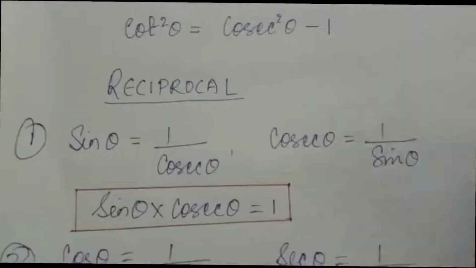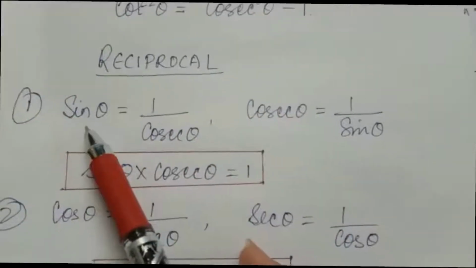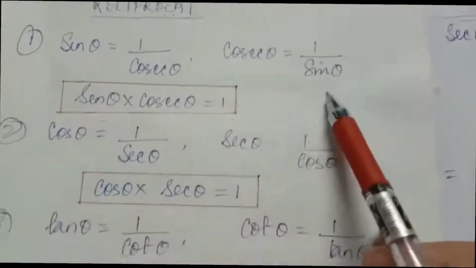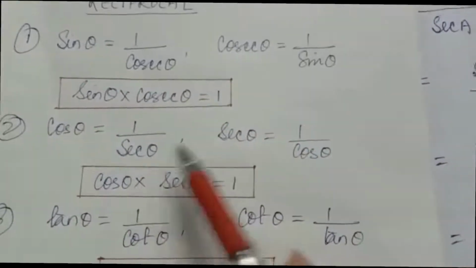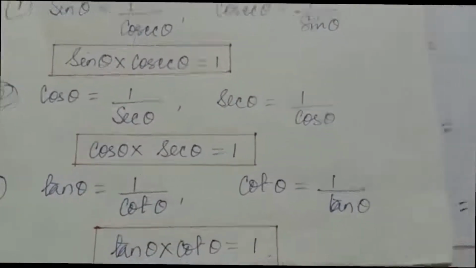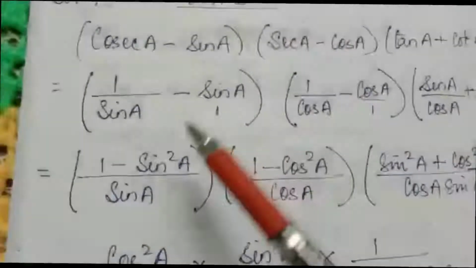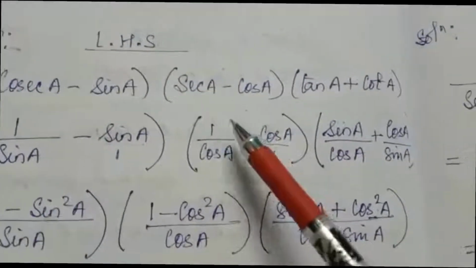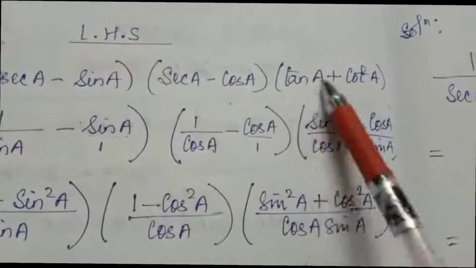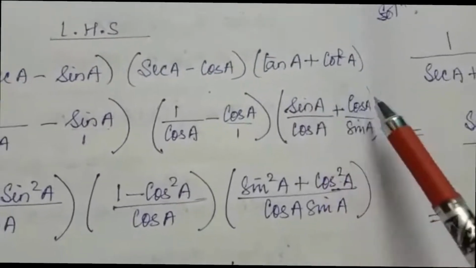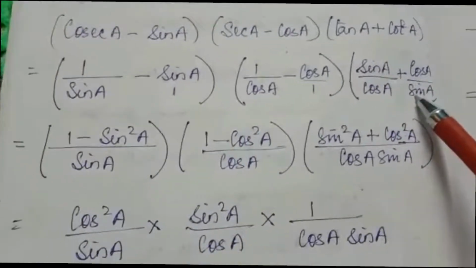Here is the reciprocal relation. The reciprocal of sine is cosec and the reciprocal of cosec is sine. Cos is sec, sec is cos. Tan is cot, cot is tan. So in place of cosec we will write 1 by sine. In place of sec we will write 1 by cos, and tan A is sin A divided by cos A, plus cot A is cos A divided by sin A.